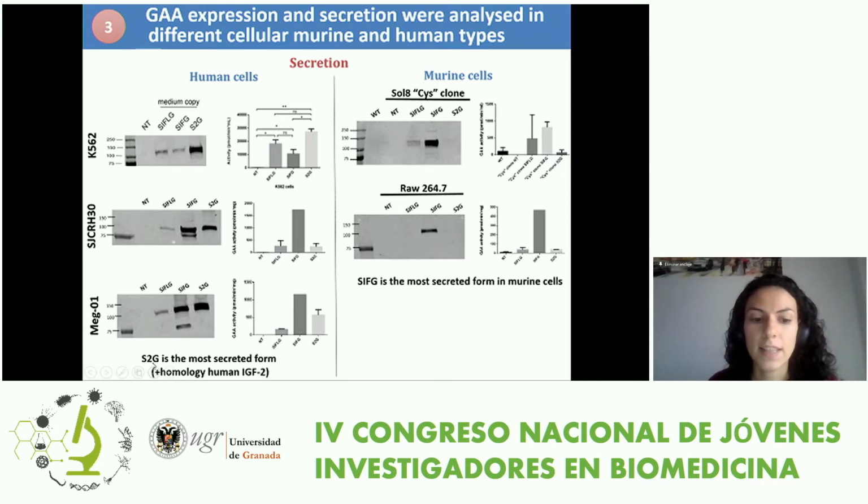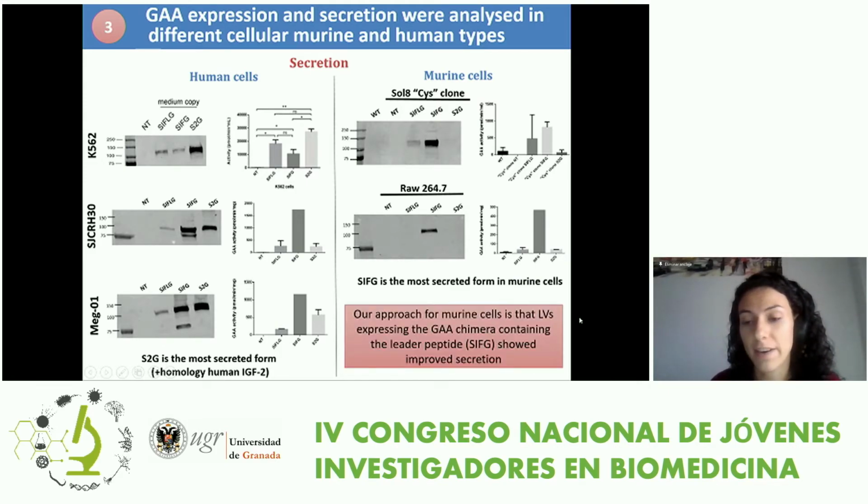In the human cells, the construction containing the S2G is the most secreted form due to its high homology to the human IGF2. However, in murine cells, the SIFG is the most secreted form. But for our approach, in which we are interested in murine cells, the lentiviral vectors expressing the GAA chimera containing the leader peptide, SIFG, show improved secretion, as in expression.